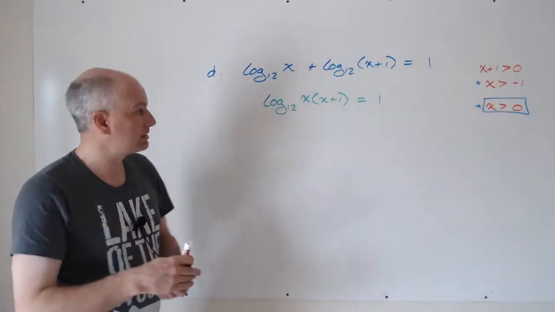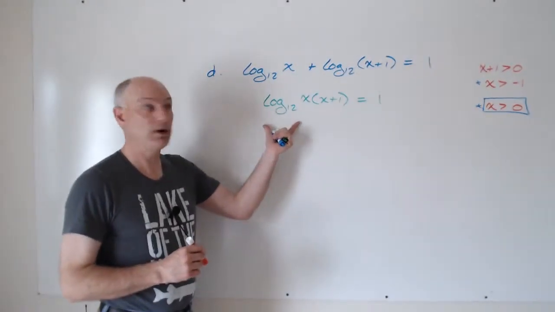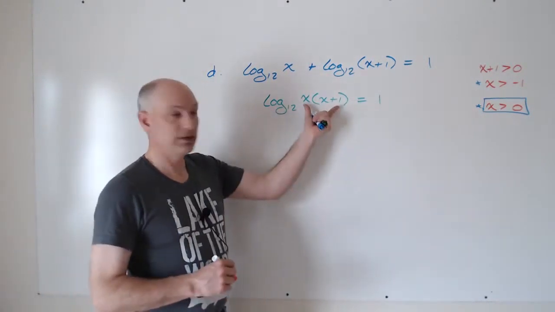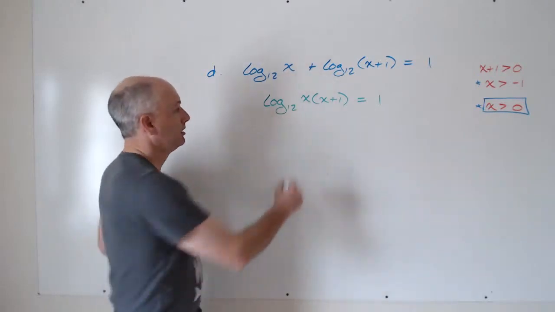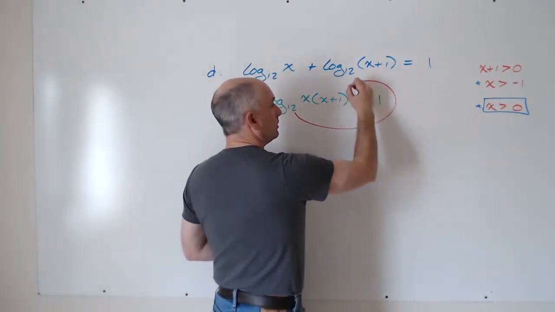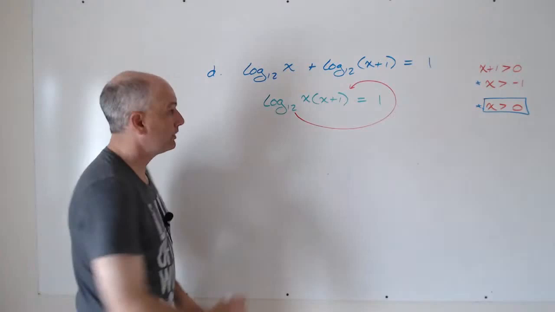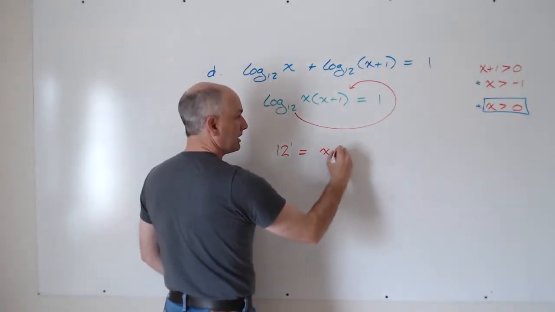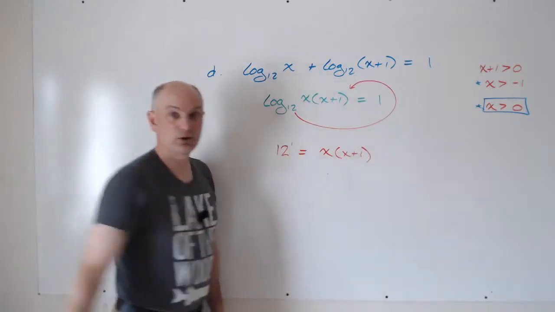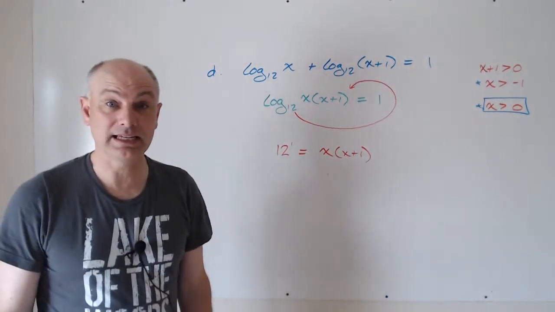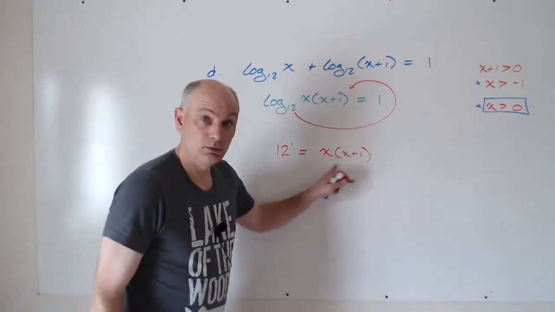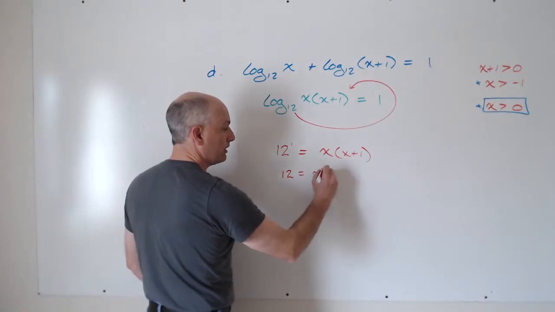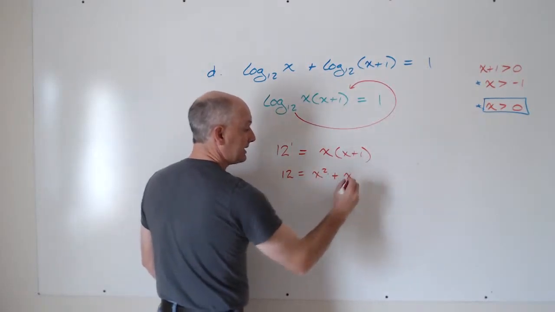I would look at this and say, okay, I've got it down to log base 12 equal to a number. Whatever this expression is, I don't need to deal with yet. I'm going to convert. So in converting, I would get 12 to the first power is equal to x times x plus 1. You'll notice in this particular case, we're going to have a quadratic here. When I multiply through, I get 12 is equal to x squared plus x.